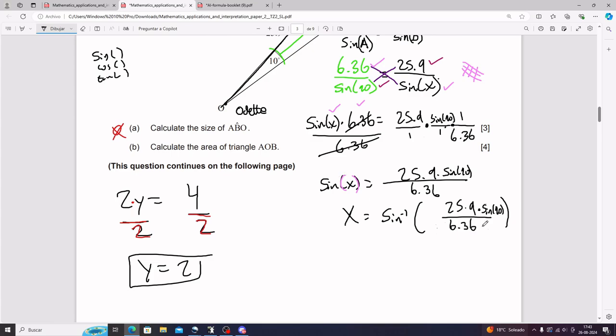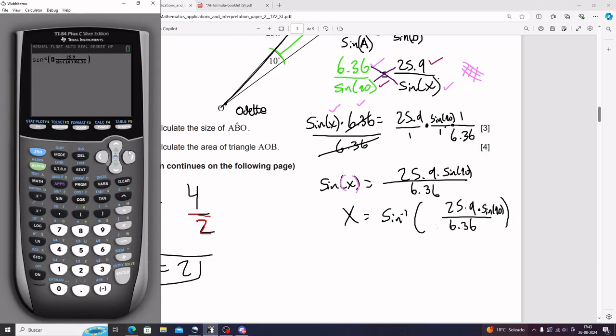So I checked my work. That was the mistake that I had. I go back over here. I'm going to clear probably everything. There we go. So now it should work. See, so 25.9 times sine of 10 divided by this guy here, 6.36. There we go, there's my answer.